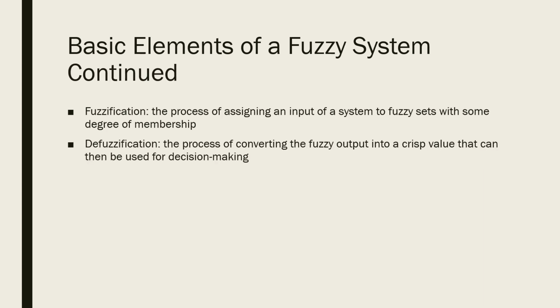Some other important elements of a fuzzy logic system are the processes fuzzification and defuzzification. Fuzzification is the process of assigning an input of a system to a fuzzy set with some degree of membership. Defuzzification is the process of converting the fuzzy output into a crisp value that can then be used for decision making.